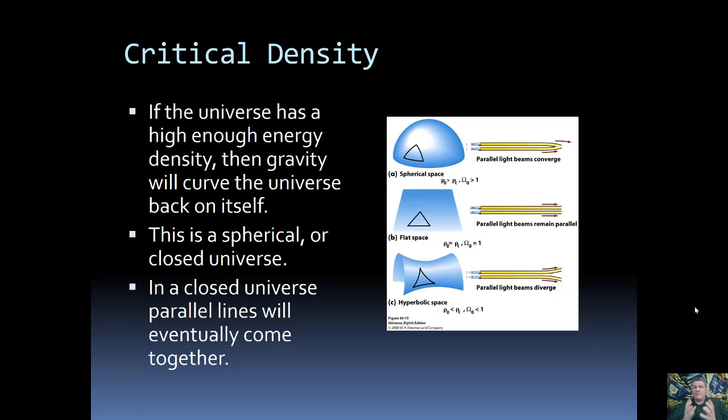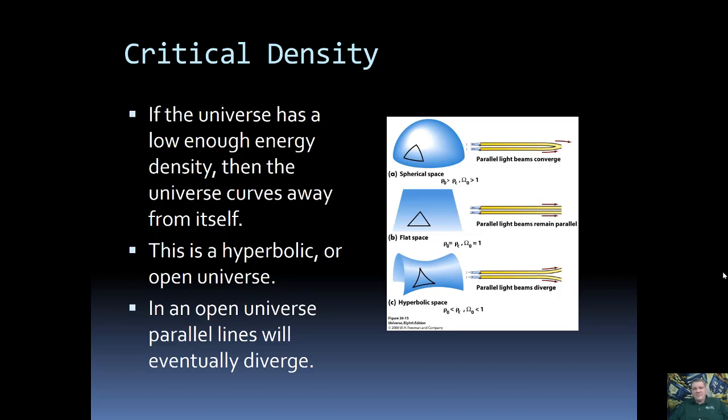For example, take a round ball, like the Earth. If you and a friend are standing on the equator of the Earth, both facing north, you are both parallel to each other as you begin to walk north. However, because the Earth is round, as you keep walking north, eventually your paths converge. All lines that begin parallel facing north at the equator converge at the North Pole because the Earth is a round ball. So if two lines begin parallel and eventually converge, then we're dealing with a round ball. This is sometimes referred to as spherical or closed space.